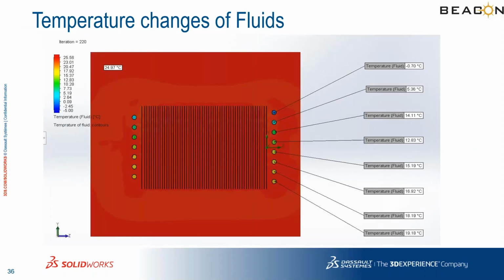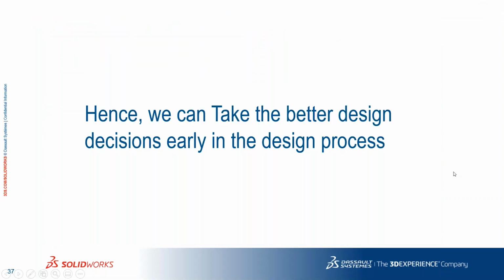So if I talk about temperature changes of the fluid, as you have already seen, the environment is at around 25 degrees Celsius. And if I take a cut plot around the right plane of the cross section, as you can see, this is a pipe. And if I gradually probe it, you can see the temperature of the coolant or the refrigerant rises gradually from -5 degrees Celsius from here, or say 0.7 degrees Celsius from here, to 19 degrees Celsius, around that much. Hence, we can make better design decisions early in the design process.